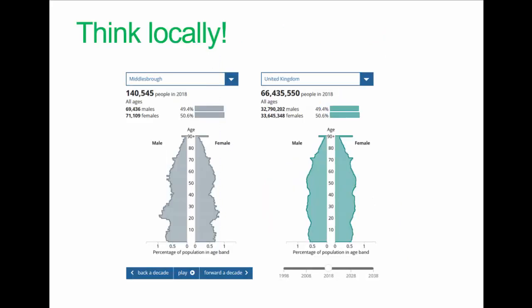Think locally. This is a useful resource I've just come across recently. This resource from the Office of National Statistics drills down to town level in the UK. So very useful for anyone who's looking at population issues, for projects, etc., for smaller areas. And you can see the differences there between Middlesbrough and the United Kingdom in general.